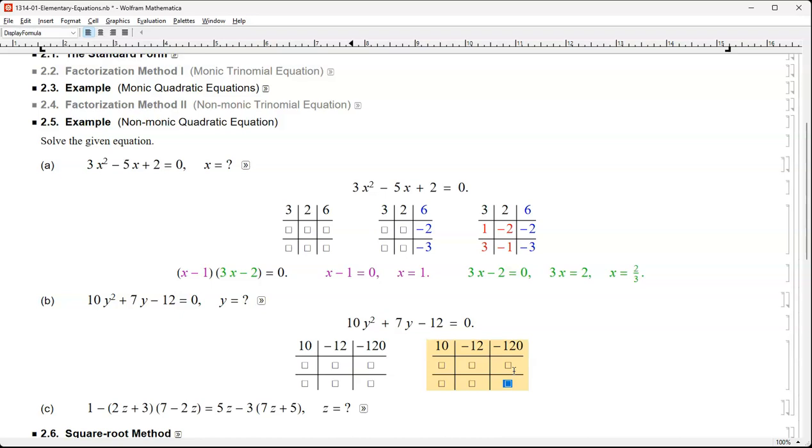Stop the playback and find out what you get. If you do it right, you're going to get negative 8 times positive 15. 15 times 8 is 120, and the difference is 7. And we want positive 7, so positive 15 and negative 8. And that's how this last column is set up.